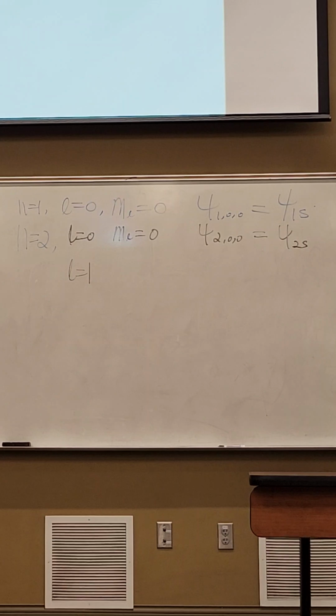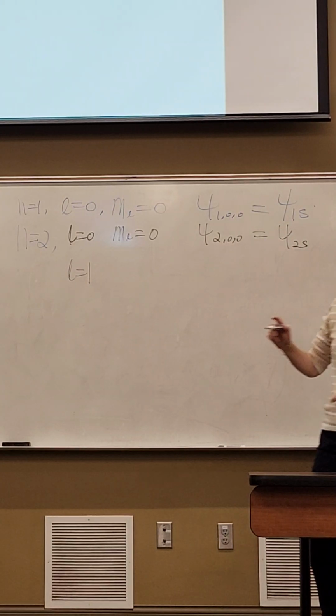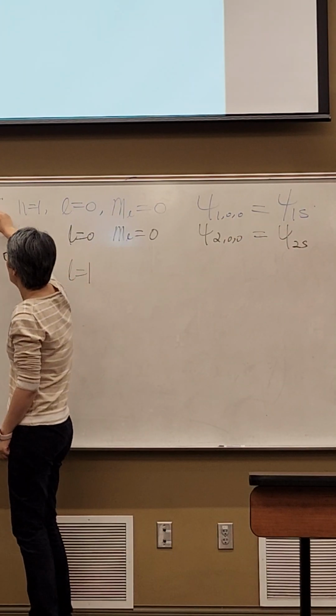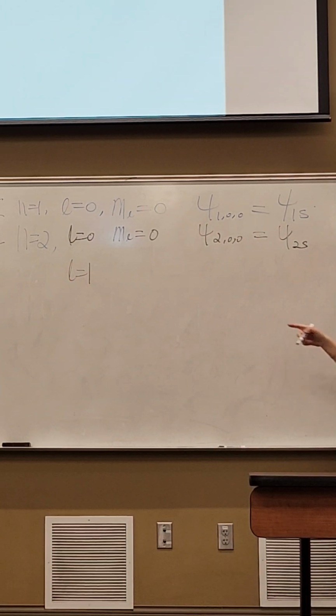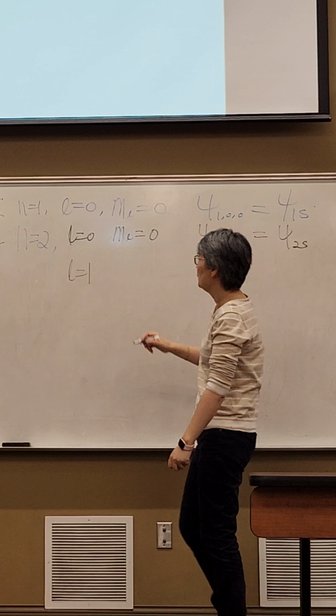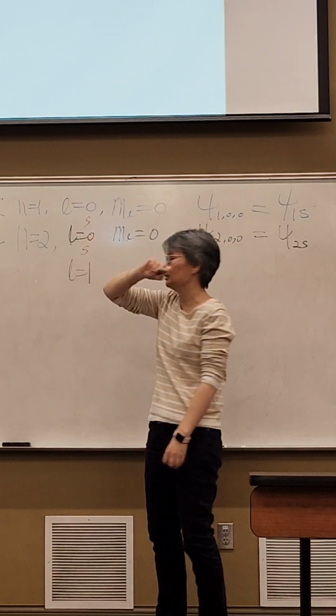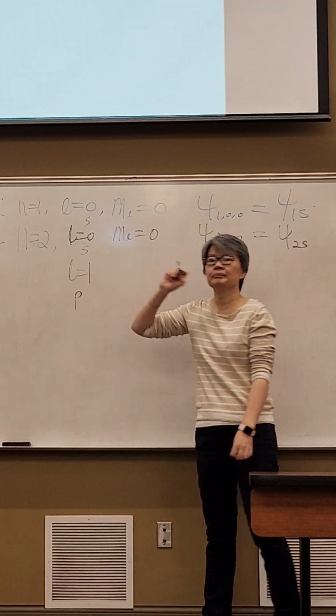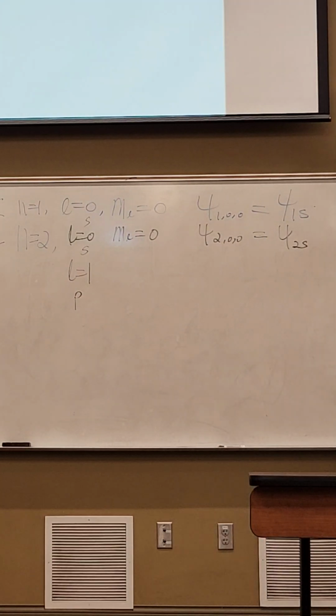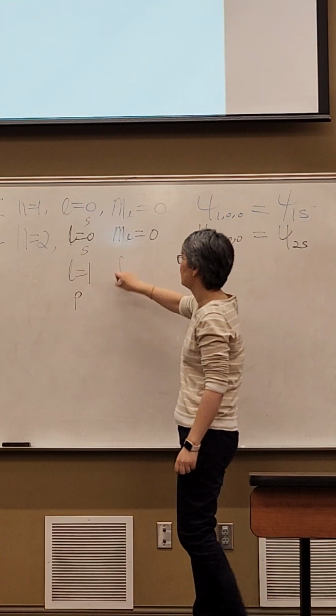Now we have the second shell. This is your K shell, this is your L shell, right? So in your second shell, you can have L equal to 1. This is your s orbital. When L equals 1, what orbital are we looking at? P. Very good. And then what do you have?